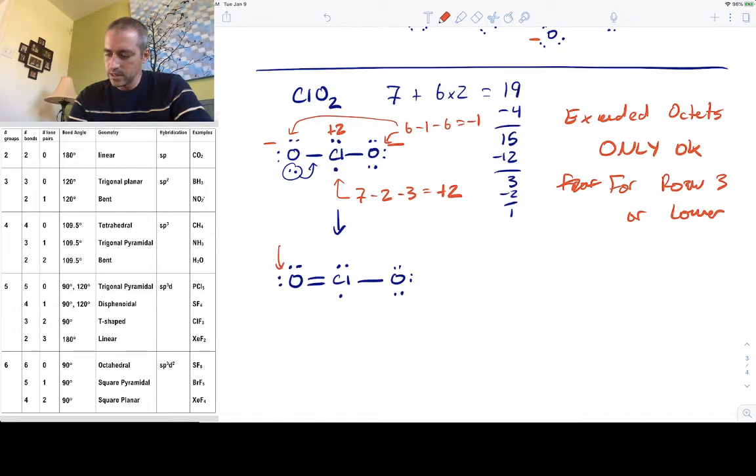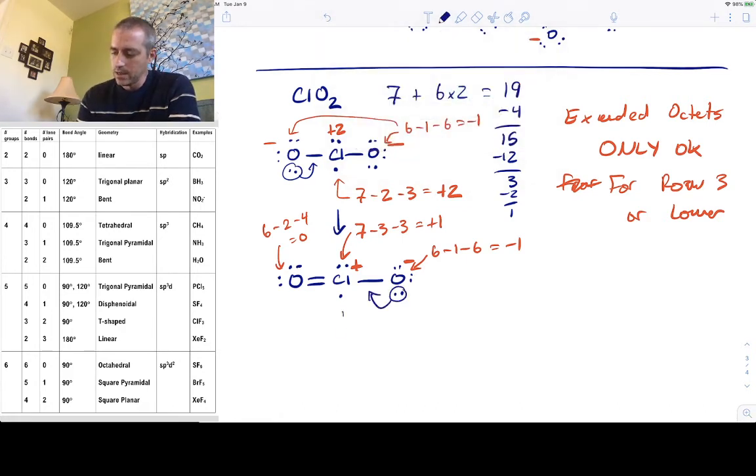This oxygen is 6 minus 2 minus 4 is 0. So it's good. The chlorine now is 7 valence electrons minus 3 for the bonds, minus 3 for the electrons, is plus 1. And the oxygen on the end, same as above: 6 valence electrons minus 1 bond minus 6 unshared electrons is negative 1. So we have a negative on the oxygen and a positive on the chlorine. What we can do in this case is make one additional multiple bond by taking the lone pair of electrons down.